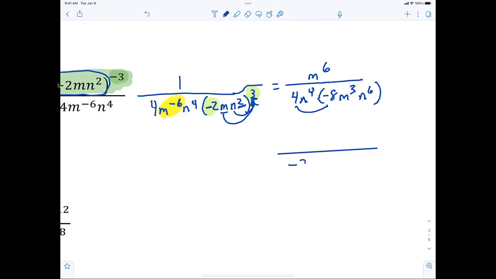-32. You agree with that? How many n's are on the bottom? 2. Altogether, then we would have how many? What's n to the fourth times n to the sixth? n to the 10. Yes, sir. And what happens to the m's? How many do I have on top? 6. How many do I have on the bottom? 3. So altogether, 3, where? On the top, because there are more m's on the top.